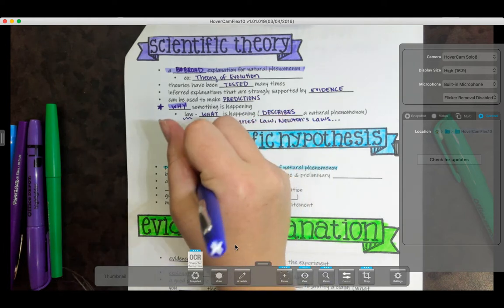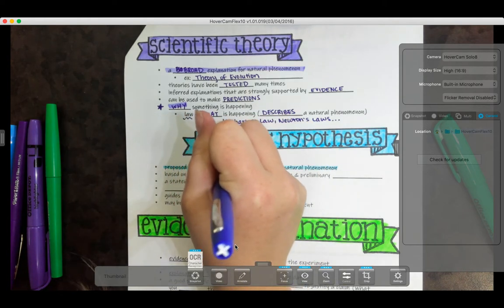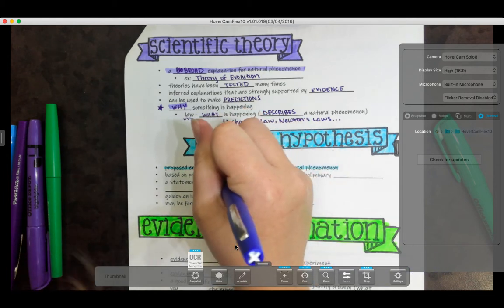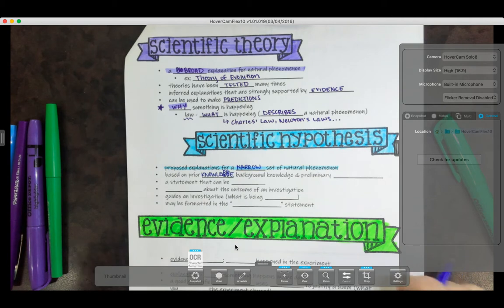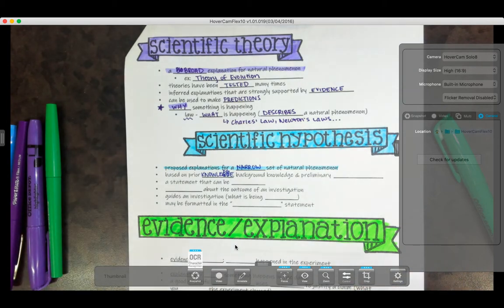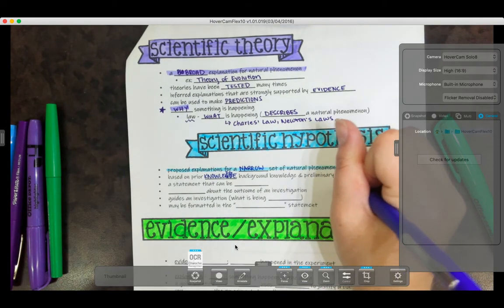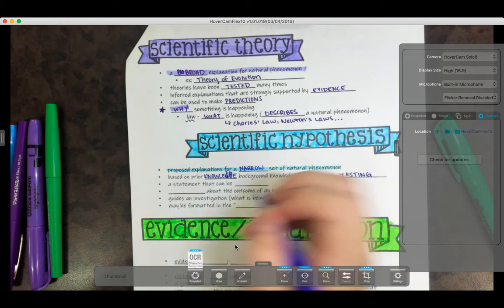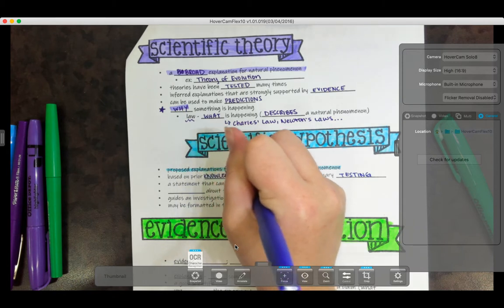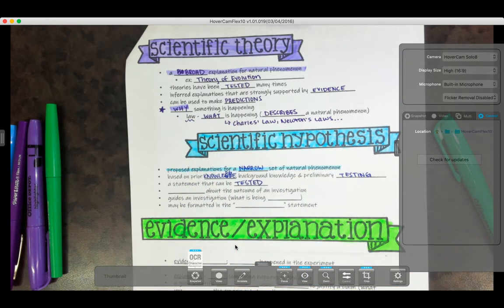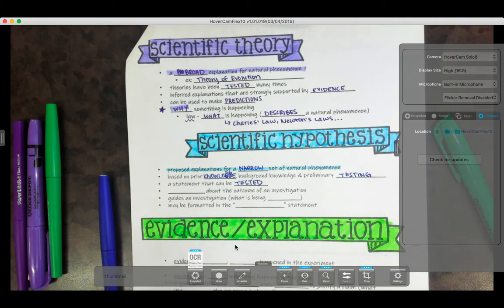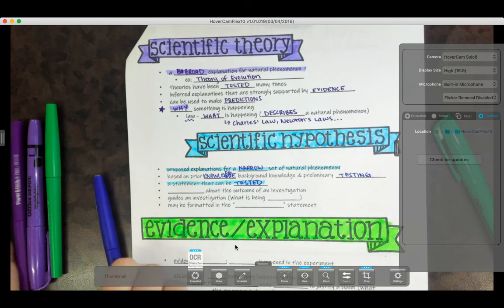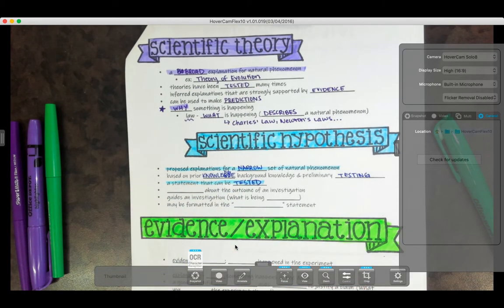Hypotheses are based on prior knowledge. Oops, I spelled that wrong. Based on prior knowledge, background knowledge, and preliminary testing. It's often a statement that can be tested. So in order to be a hypothesis, you have to be able to test it. And then once hypotheses are tested over and over and over, they can become theories.